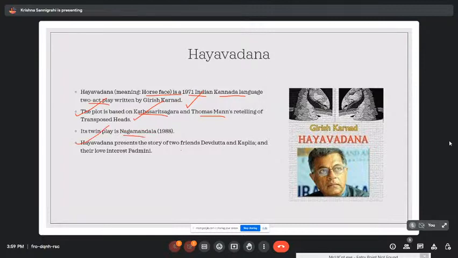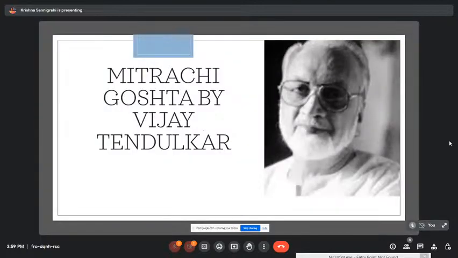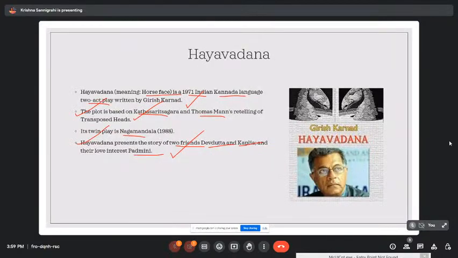Hayavadana presents the story of two friends, Devdatta and Kapila, and their love interest, Padmini. So who were the characters? When was it published? What is the main idea in it? You need to know about it so that you can have an idea of the main story and the context, which we just discussed, the main characters, the twin play of it, when it was published, what the other meaning of it is, what the names of the characters in it were, and what the plot was mainly like.